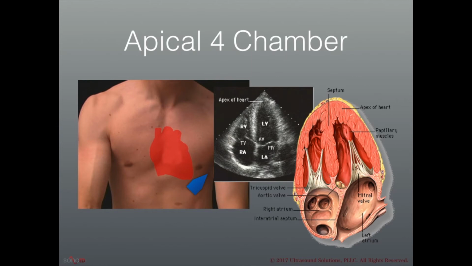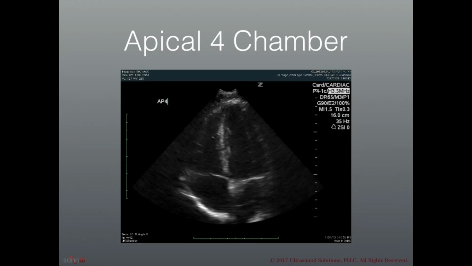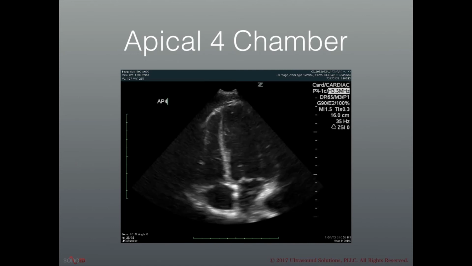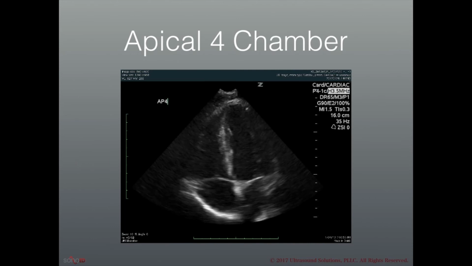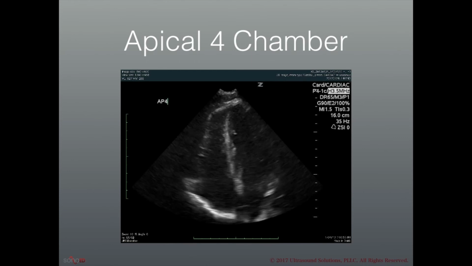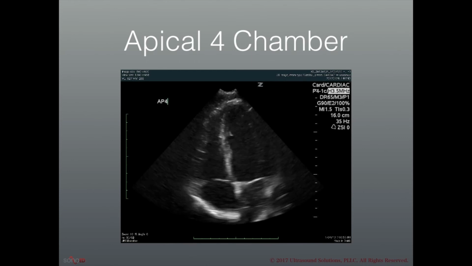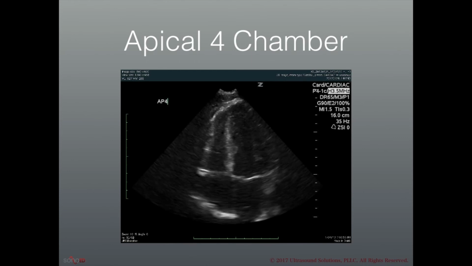The ideal view centers on the interventricular septum with it perpendicular to the probe, so that the right ventricle is on screen left, the left ventricle is on screen right, with the adjacent atria just deep to the ventricles, as seen here in this image. Here's an example of an ideal 4-chamber view. You see the interventricular septum is perpendicularly oriented right in the center of the screen, and you're able to see all 4 chambers at once.